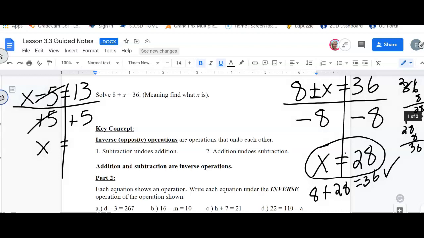What is 13 plus 5? 18. Go back and plug in my answer. Here's the answer. 18 minus 5 equals 13.